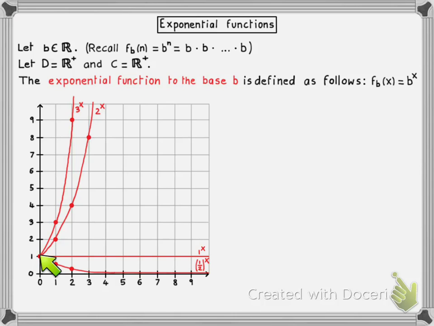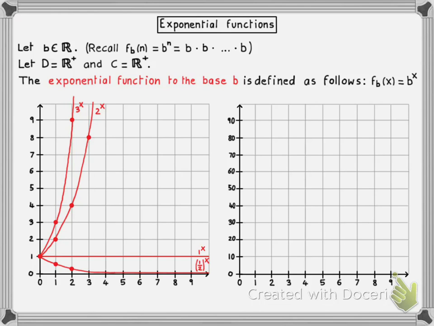Notice these functions start a little bit higher than the parabola, but they seem to kind of look like the beginning of a parabola here. And I want to convince you that that is not the case. These exponential functions grow a lot faster than functions like x squared.